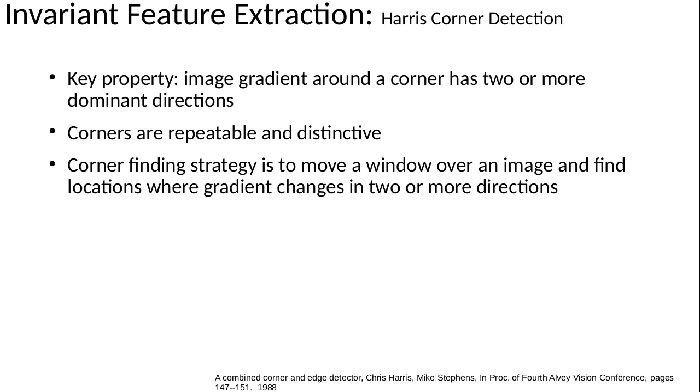Corners are also repetitive and distinctive. That means if you take an image with a camera from one view and then you move the camera slightly, the corners will still be visible in both the images. They will be distinctive and they will get repeated in both the images. The strategy for finding corners is to take a window and move this window over the image and find locations where the gradient changes in 2 or more directions.